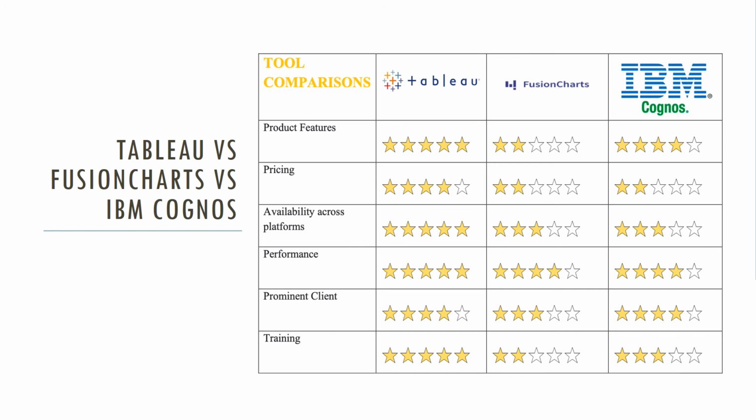When you compare availability across platforms, Fusion Charts does not provide Android, iPhone, iPad connectivity. When it comes to IBM, it is a web-based tool, so it can be used by logging in. And when it comes to Tableau, it has several different products like Tableau Prep, Tableau Desktop, Tableau Public, and can be made available across all the platforms, ranging from Windows, Linux, Android, iPhone, iPad, Mac, and web-based.